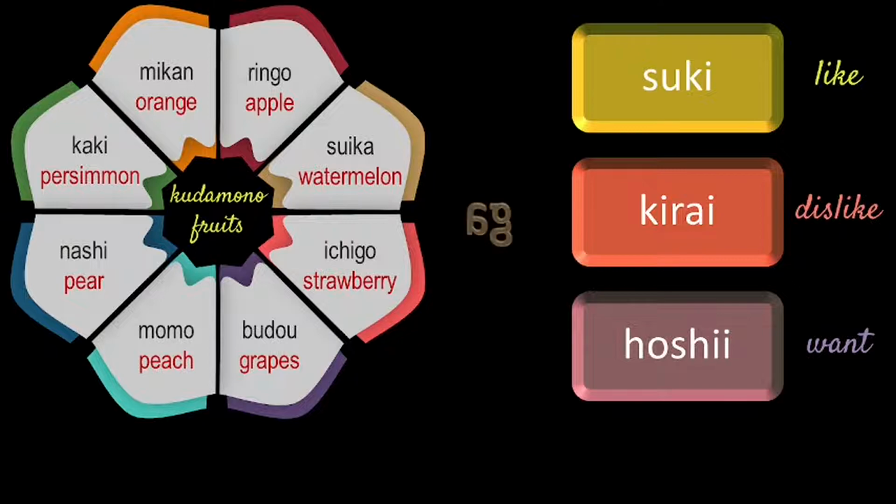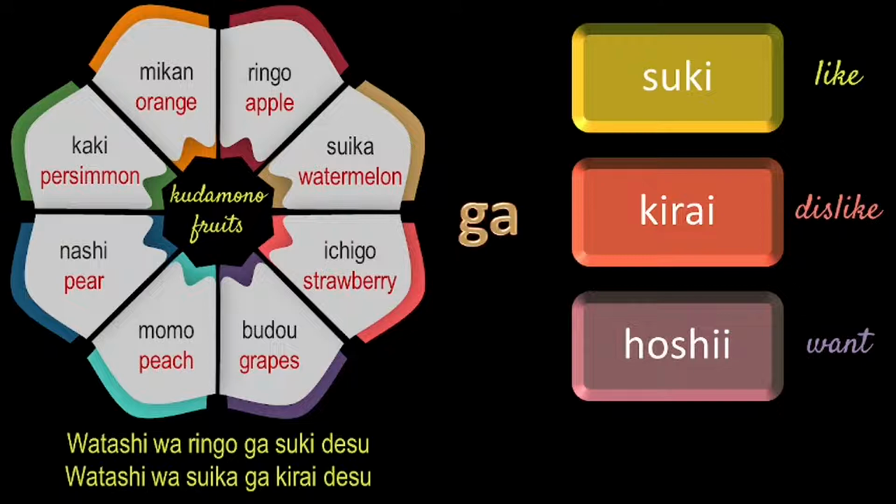Next, let me go to the particle ga, which indicates the object of a predicate that refers to the speaker's frame of mind, such as preference or desire. Let me give you some examples. Ringo means apple and suki means like. Now, to say I like apples, in Japanese it will be watashi wa ringo ga suki desu. To say I dislike watermelon, let us replace ringo with suika and suki with kirai. So the Japanese sentence will be watashi wa suika ga kirai desu.